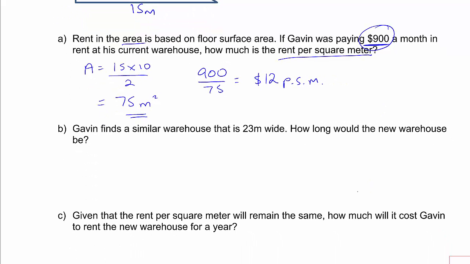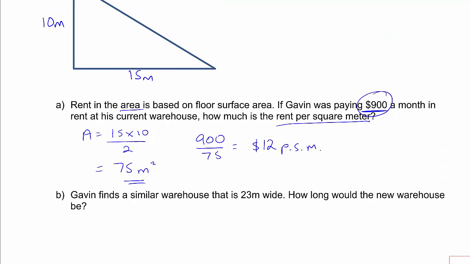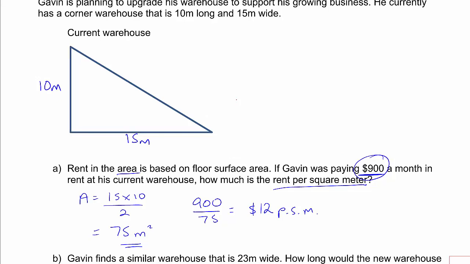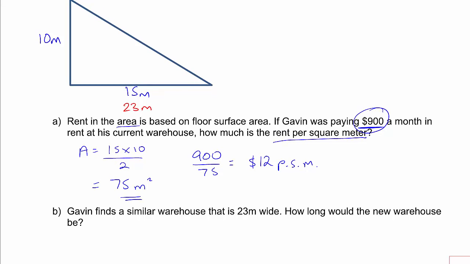Gavin finds a similar warehouse that's 23 metres wide. Okay, so 15 was the width, so this one is 23. Now, what could we do? We could use a scale factor to do this, or we could work out this length here. So you could do this either way. If we decide to work out the length, this one here, let's call it x, then what calculation would we do?